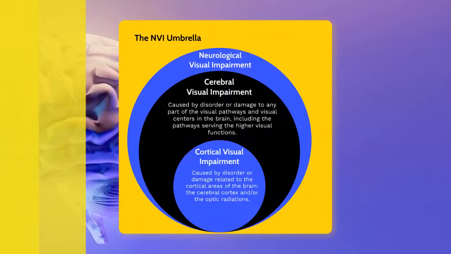The NVI umbrella. Let's take a closer look. Neurological visual impairment, again, is an umbrella term. Within that, we have cerebral visual impairment. This is caused by disorder or damage to any part of the visual pathways and visual centers in the brain, including the pathways that serve the higher visual functions. Cortical visual impairment, a subcategory of cerebral visual impairment, is caused by disorder or damage related to the cortical areas of the brain, the cerebral cortex and/or the optic radiations.